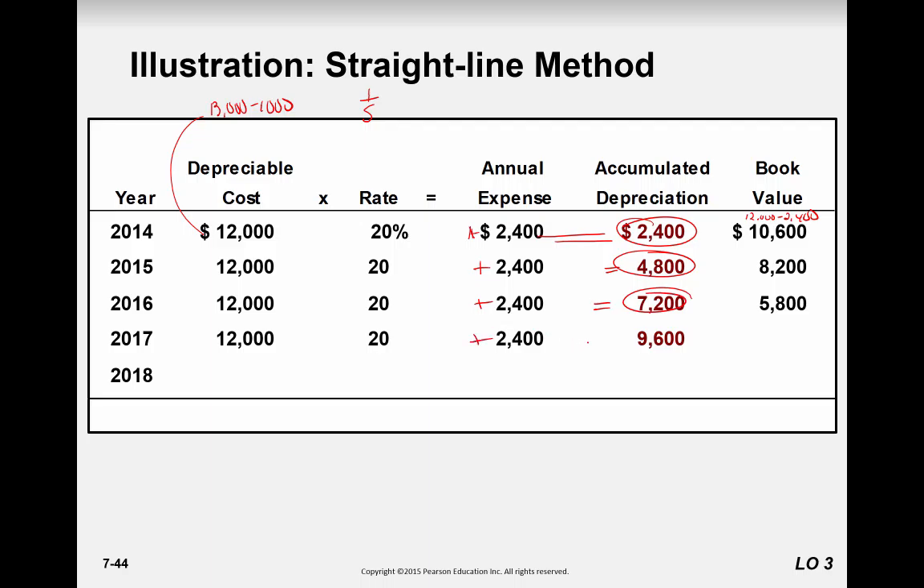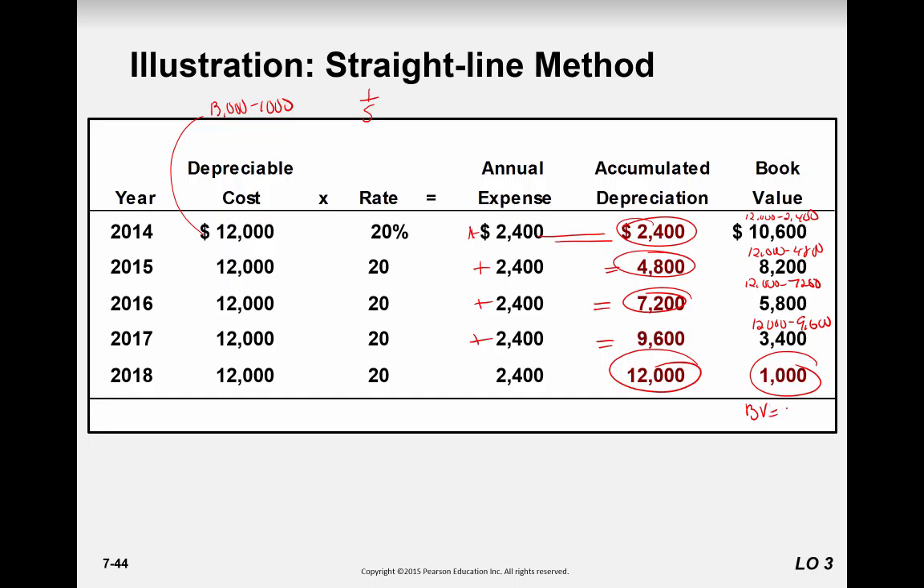Again, the 72 plus the 24 gives us our 96, and we are going to keep depreciating. So here we have the 12,000 minus the 4,800, and then here we have the 12,000 minus the 7,200, and we get 3,400, 12,000 minus the 9,600. Book value is your cost minus your accumulated depreciation. And note, in our last year, it should be fully depreciated, but our book value is going to equal our salvage value or our residual value.